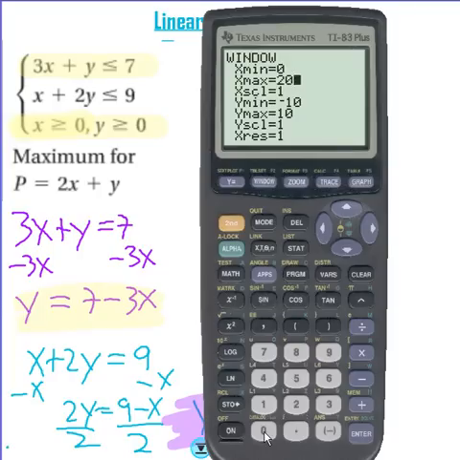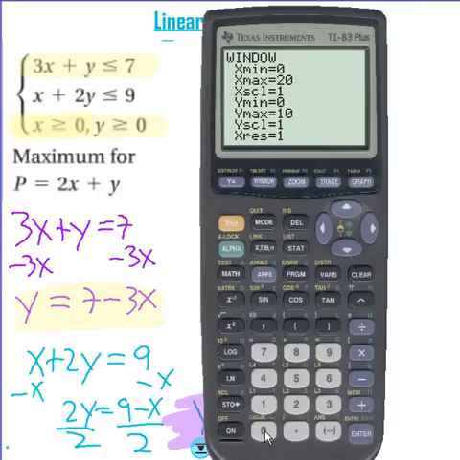No big deal. Same thing for y. Y minimum is 0 because y is greater than or equal to 0. So no values for y less than 0 are a part of my feasible region. I don't need to see them on the graph. Okay? In fact, I don't want to see them on the graph.